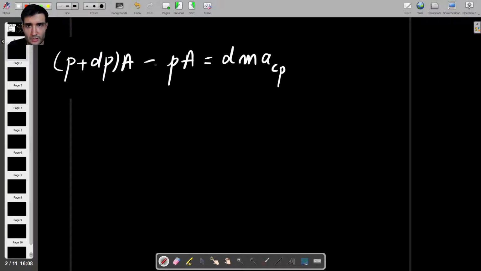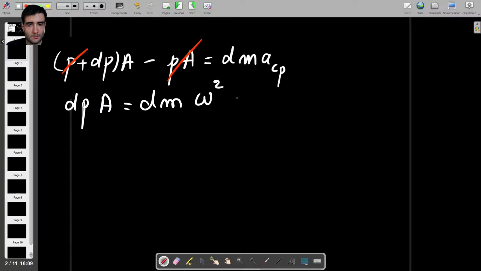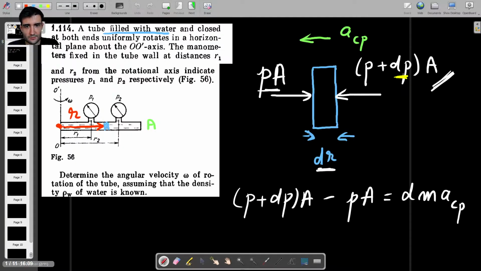First of all, you can see that PA and the PA from here cancel out, and we're left with dP times A equals dm times the centripetal acceleration. Now, we know what the formula for centripetal acceleration is, and that's omega squared multiplied by the radius. And the radius is essentially this lowercase r.